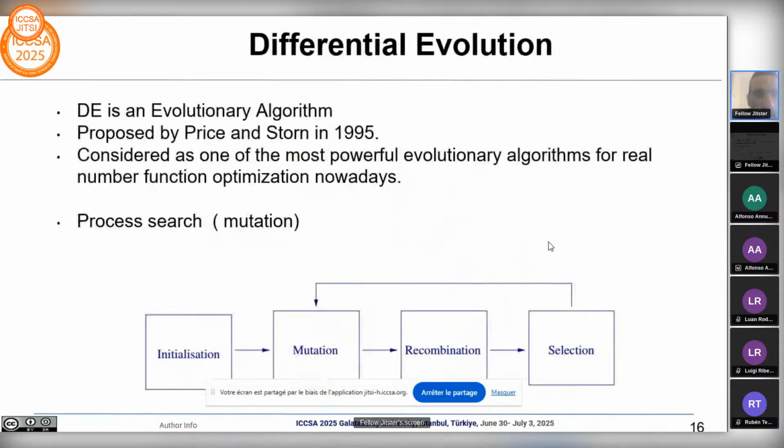To find the best solution, we must use a meta-heuristic algorithm. This work is based on the differential evolution algorithm. It is an evolutionary algorithm proposed by Price and Storn in 1995. It is considered one of the most powerful evolutionary algorithms for real number functions. The search process in this algorithm is based on mutation.